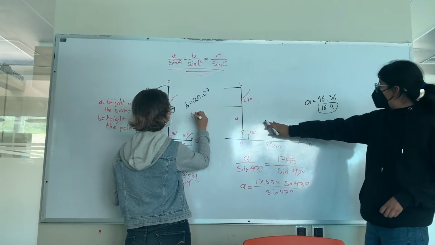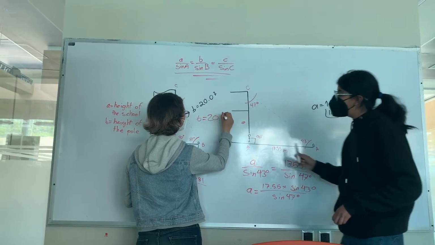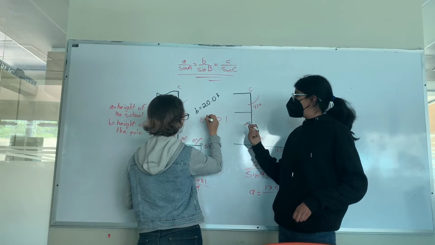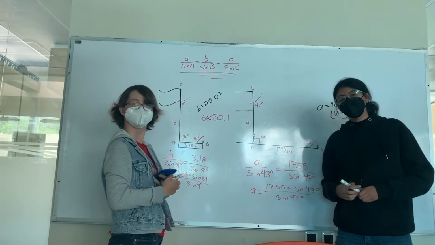So these are the two heights that we got. The height of the campus is 16.4 and the height of the pole is 20.9. Thank you for your attention.